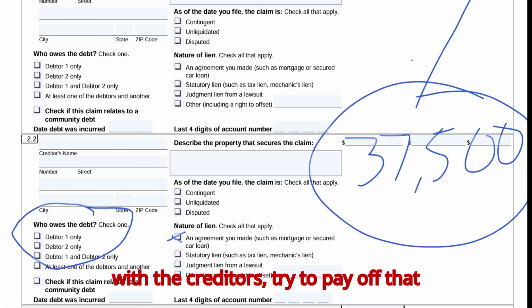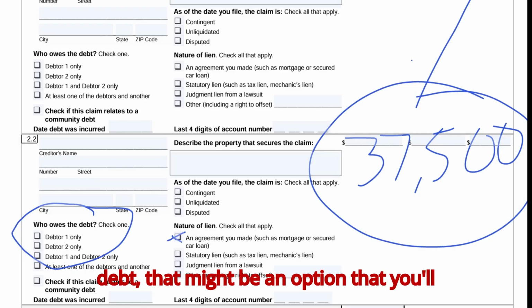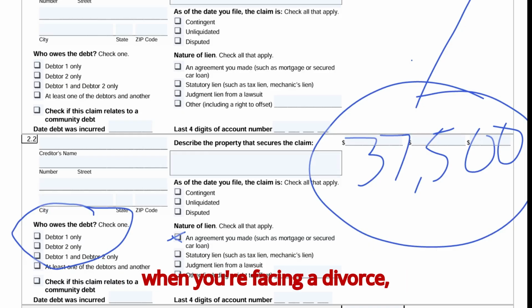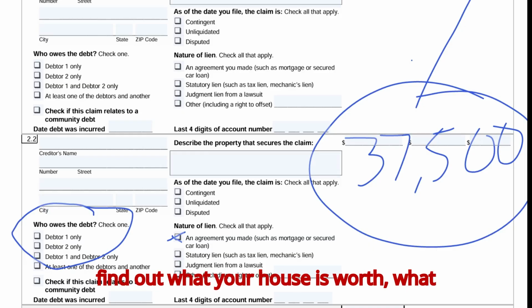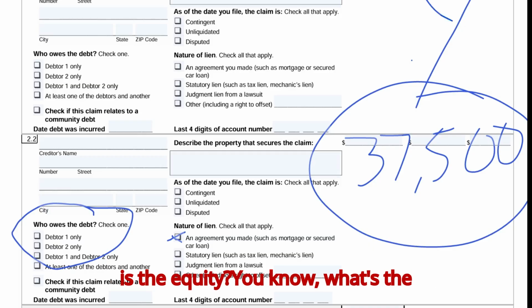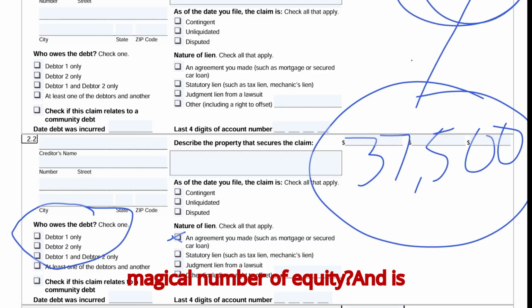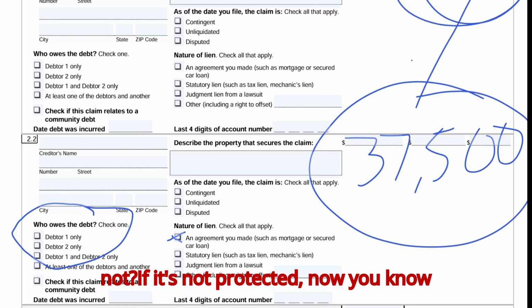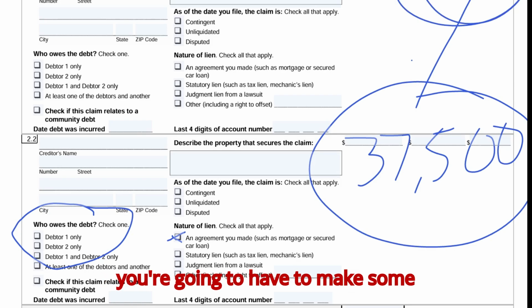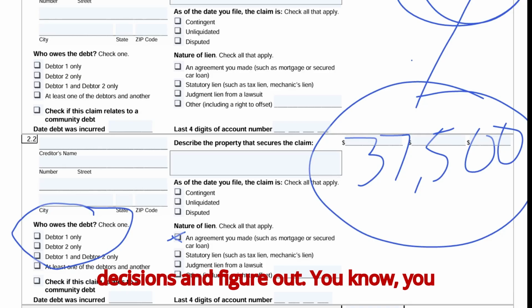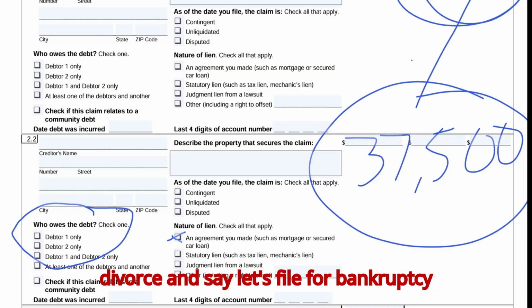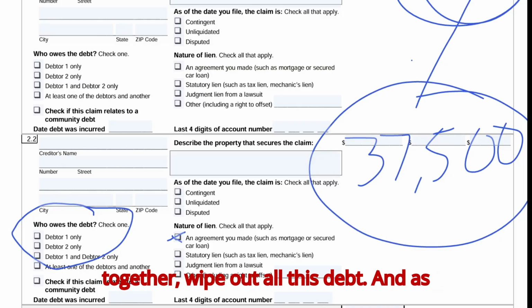Whether it's negotiating with the creditors or trying to pay off that debt, that might be an option you'll have to consider. But definitely, when you're facing a divorce, find out what your house is worth. What is the equity? What's the magical number of equity? And is that equity protected in your state or not? If it's not protected, now you know. You're going to have to make some decisions, get together with your partner, even though you're going through divorce, and say, let's file for bankruptcy together and wipe out all this debt.